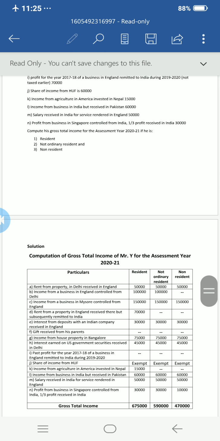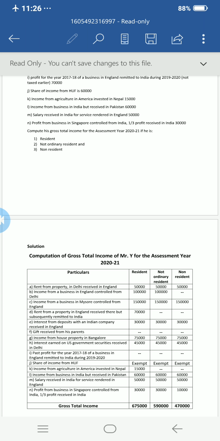Next, income from business in India but received in Pakistan. Of course it is an Indian income because it is income from business in India. So Indian income is always taxable for each, rupees 60,000.